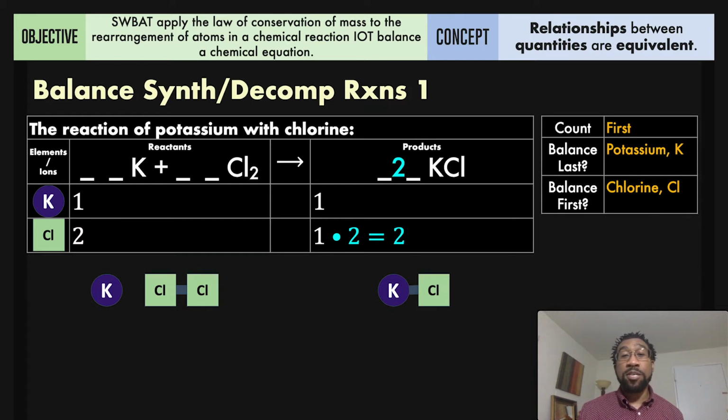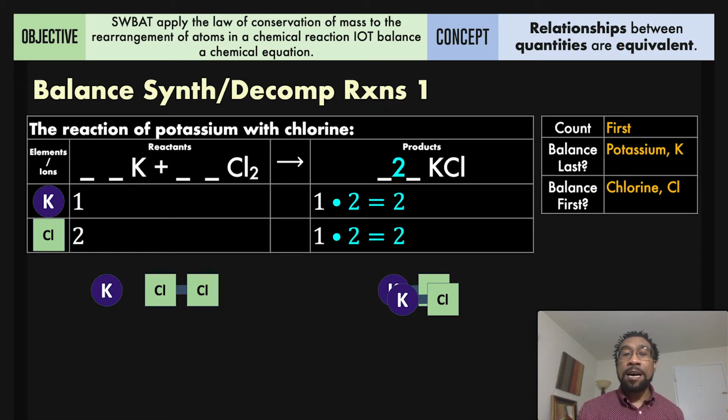I'm going to put a 2 in the blank in front of KCl on the product side, which is the coefficient. 2 is a coefficient. But the thing is, potassium and chlorine are attached to each other. So because I'm multiplying the chlorine by 2, I also have to multiply everything that's attached to it by 2. That includes the potassium, okay? And so I have 2 KCl's.